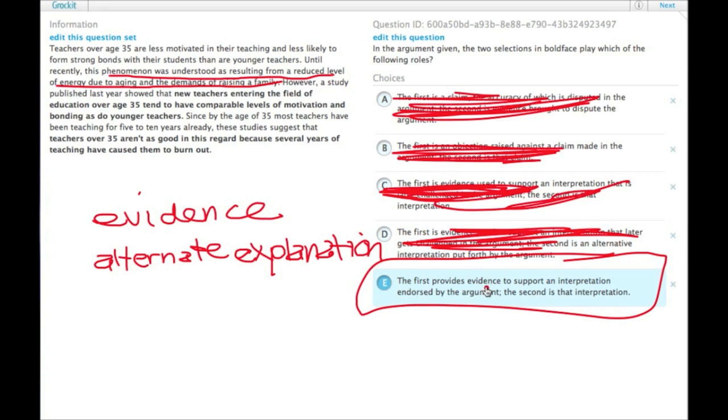The first provides evidence to support an interpretation endorsed by the argument. There we go. And the second is that interpretation. That matches up with our predictions about what this was, so choice E is the answer.